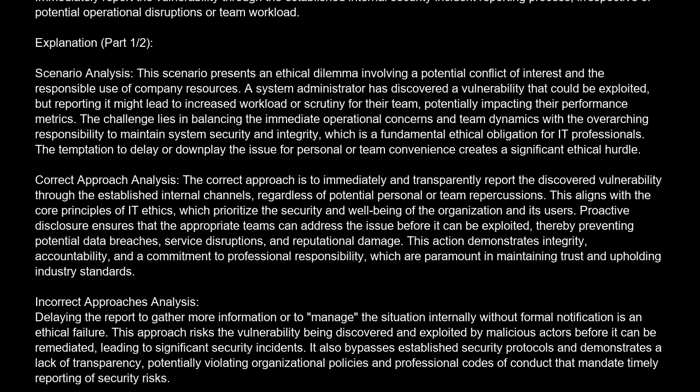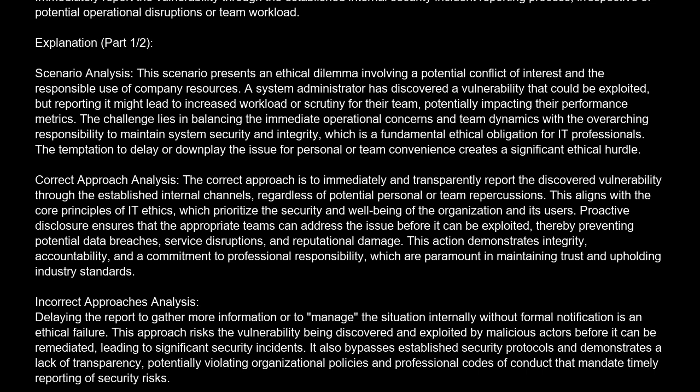Delaying the report to gather more information or to manage the situation internally without formal notification is an ethical failure. This approach risks the vulnerability being discovered and exploited by malicious actors before it can be remediated, leading to significant security incidents. It also bypasses established security protocols and demonstrates a lack of transparency, potentially violating organizational policies and professional codes of conduct that mandate timely reporting of security risks.